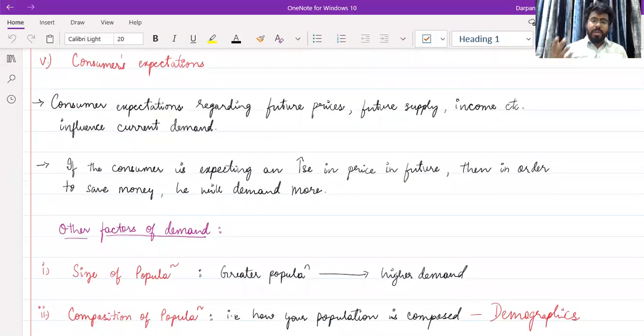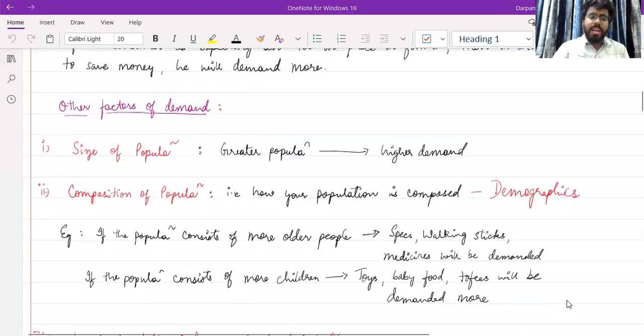Then consumers' expectations also affect demand. If the consumers are expecting that future prices may rise, then what will they do? They'll start purchasing more now, they'll start demanding more now. Similarly, if they're expecting that the supply would be short in future, they'll start purchasing or demanding more now because they think that there will be a shortage in the future, right? So consumers' expectations also affect demand.